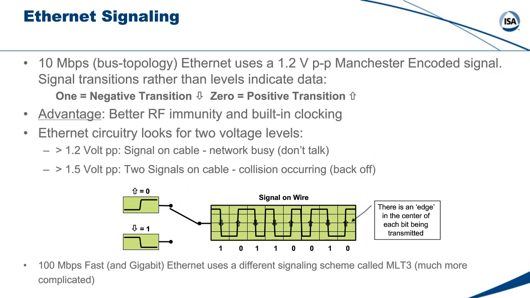Ethernet is used extensively in automation because of its low cost, availability, robustness, and familiarity. Ethernet is a digital communication protocol which has a high throughput capability and reliability. 10 megabaud Ethernet uses a 1.2 volt peak-to-peak Manchester encoded signal. In this protocol, transitions in the signal on the clock ticks indicate either a 1 or a 0. A positive transition is considered a 0, and a negative transition on a clock tick is considered a 1. This type of signal has excellent RF immunity and has built-in clocking. The more current 100 megabaud and gigabit Ethernet protocols use clock and transition schemes that are far too complex to illustrate here.